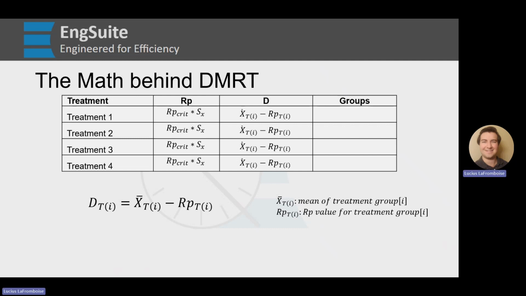Our D value is just X bar, the mean of the treatment group, minus the RP value of the treatment group. Remember, the RP value is a little bit different for each of these because RP crit is going to be different based on the order of the treatments.